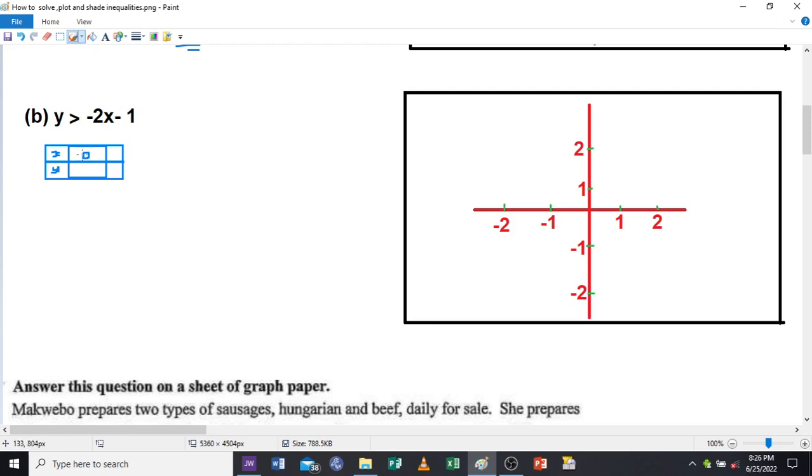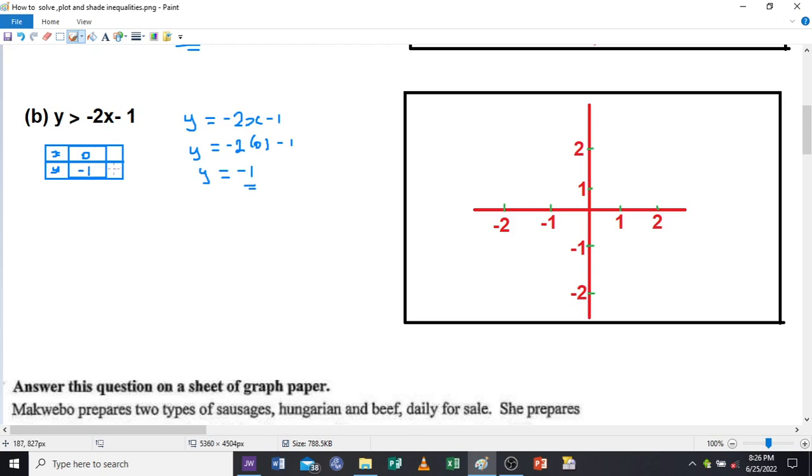So suppose x is 0, what are we going to have? Again, we will need to solve. So we have y, you can use equal sign to solve. You can substitute that greater than we have by equal sign so that we can solve. So we are saying if x is 0, what will be our y, right? So we're going to have -2, 0 there, minus 1. So you're going to have your y is -1, right? Good. So we have -1.